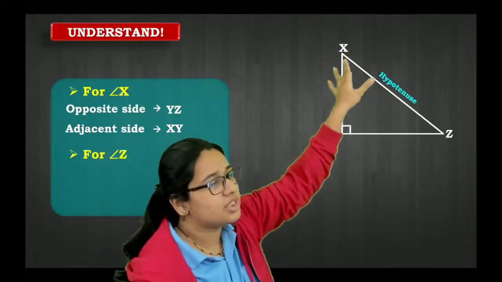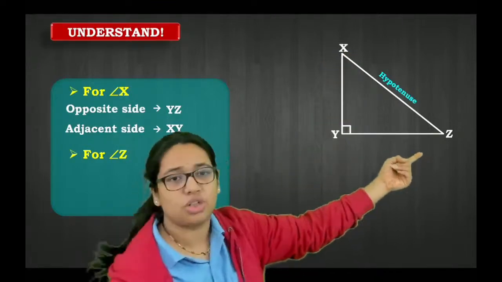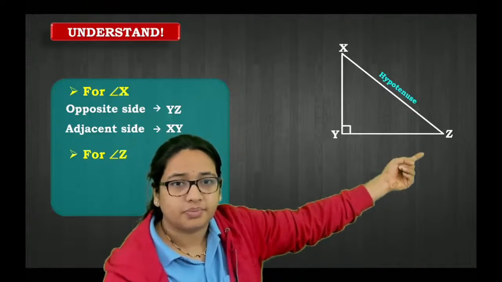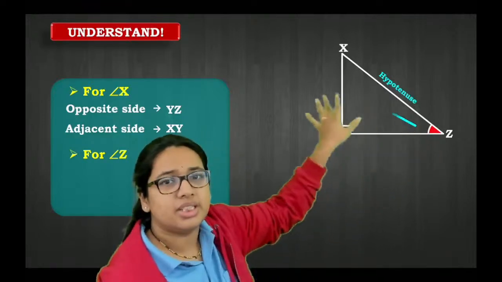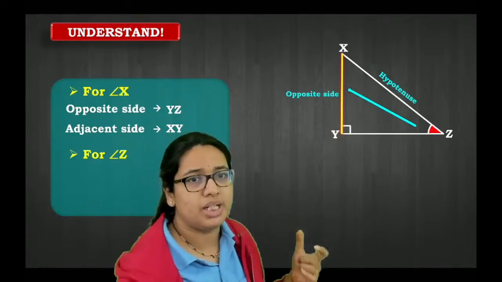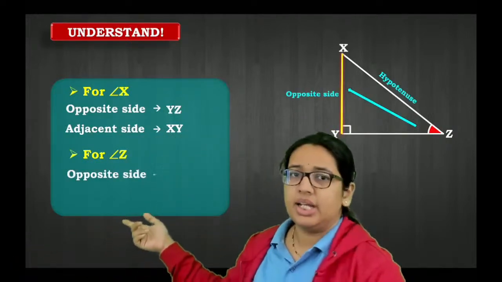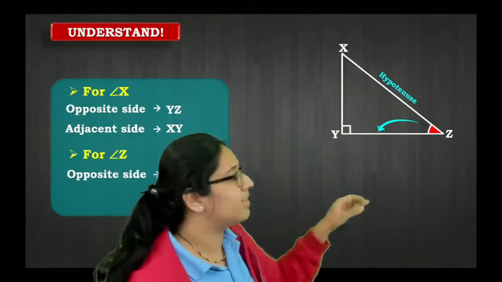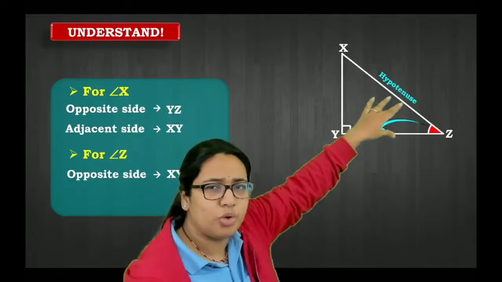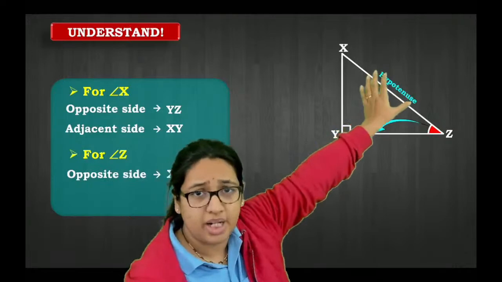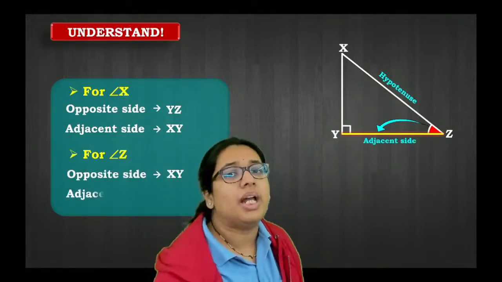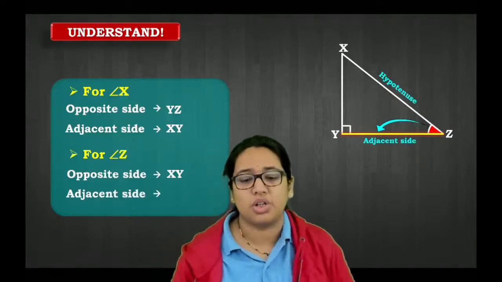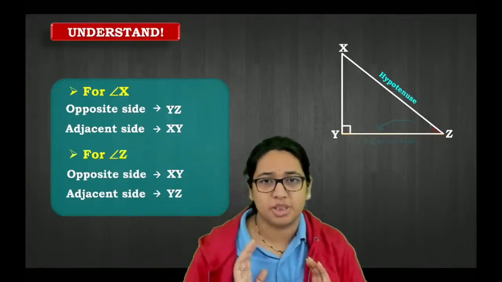Similarly we just have to comment for the measure of angle z. Okay, so for z, what will be the opposite side? Opposite side will be xy and adjacent side, so for z, of the two sides you get, obviously one of these will be the hypotenuse. So leaving that, the side you get will be the adjacent side for the measure of angle z. Is this making sense?